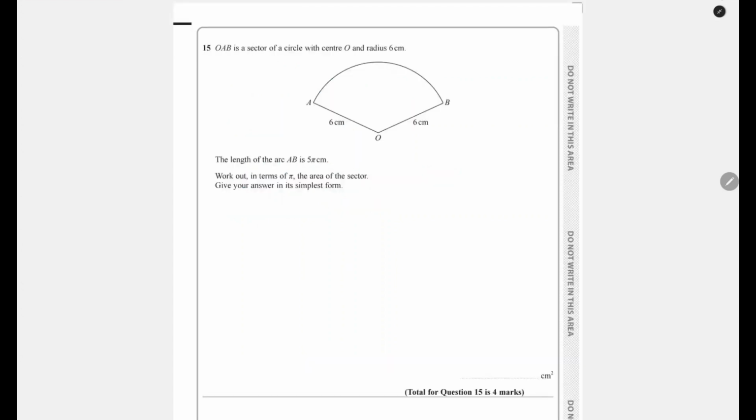Question 15 says, OAB is a sector of a circle with center O and radius 6 centimeters. The length of the arc AB is 5 pi centimeters. Work out in terms of pi the area of the sector. Give your answer in its simplest form.